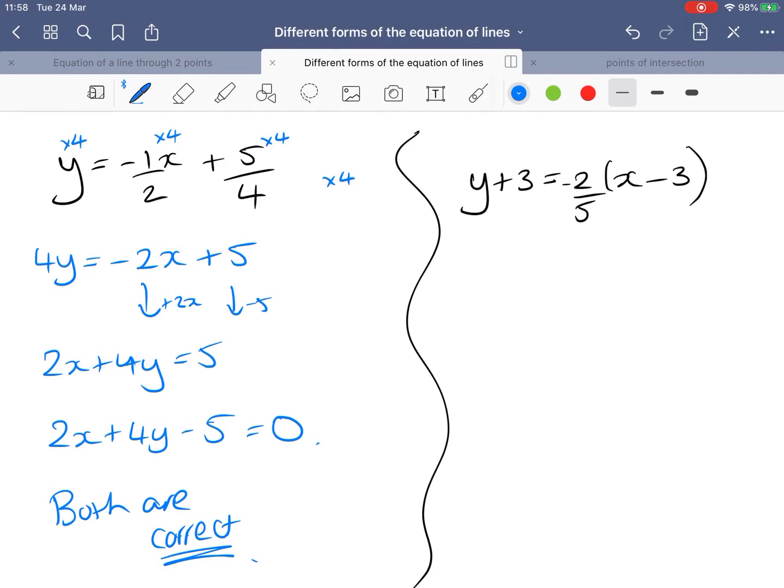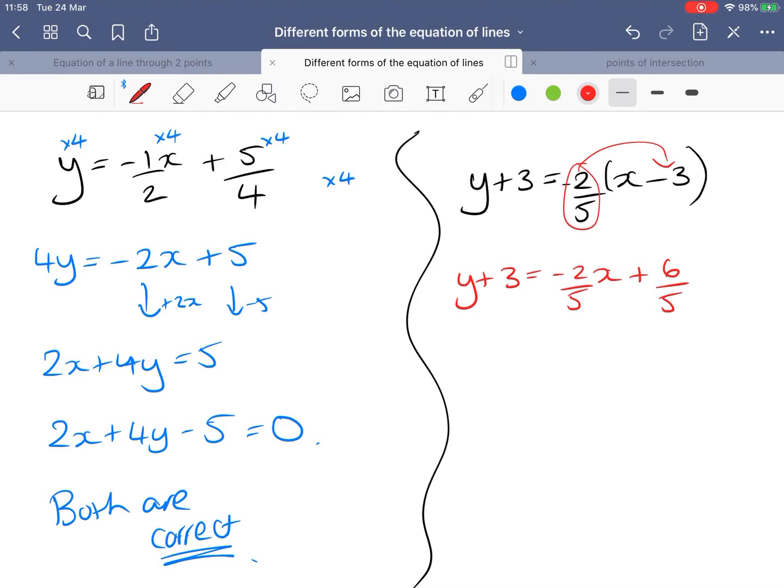Right, now then, with this one, nice and complicated. So let's have a little look. You could expand the bracket first. And with a lot of maths, it doesn't matter which way you do things. Some people choose one way, some people choose another. So you could decide to expand the bracket. So you've got to do this times this. Negative times negative is going to make a positive. And then 2/5 times 3 would be 6/5. Okay.